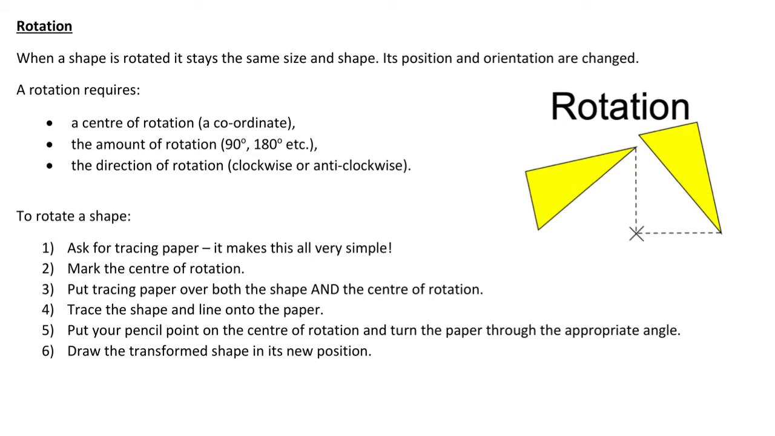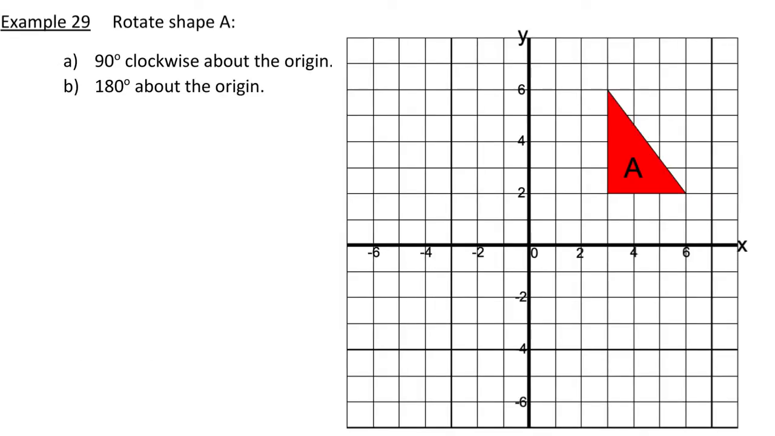To rotate a shape, what you should do in an exam or anything like that is to ask for tracing paper. It makes it so much easier to do so. And what you would do is you'd mark the centre of rotation, put the tracing paper over both shape and the centre of rotation, trace the shape and line it onto the paper, put your pencil point on the centre of rotation and turn the paper through the appropriate angle and draw the transformed shape in its new position. For the purpose of this video, I'll talk through a different method rather than just the trace and turn method.